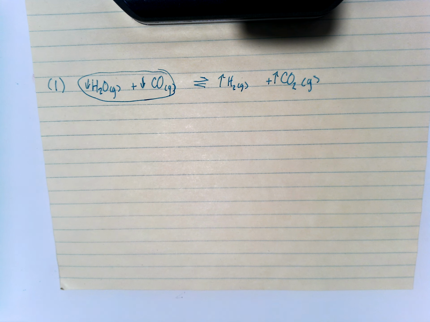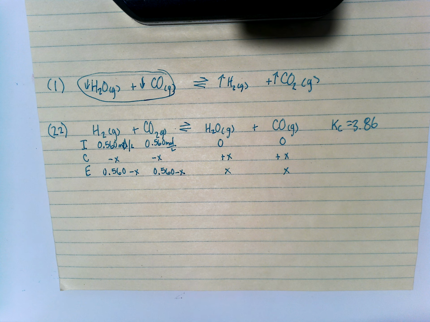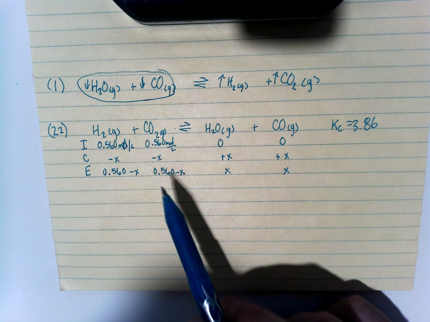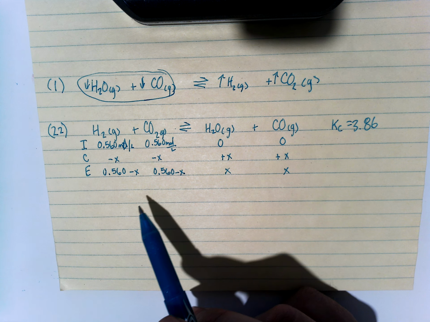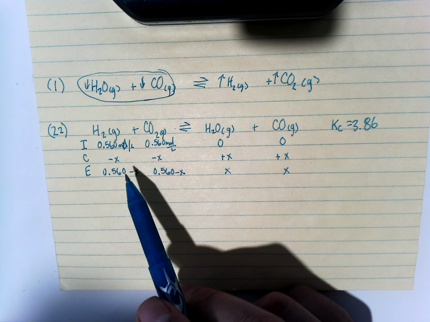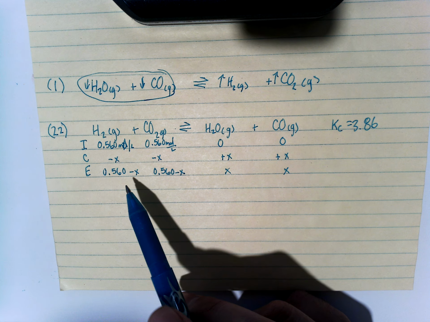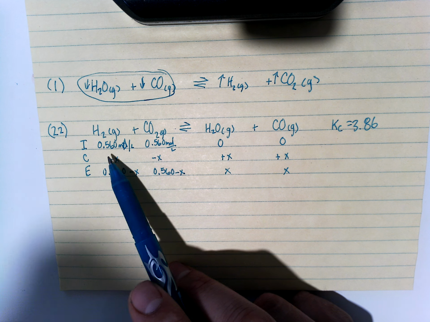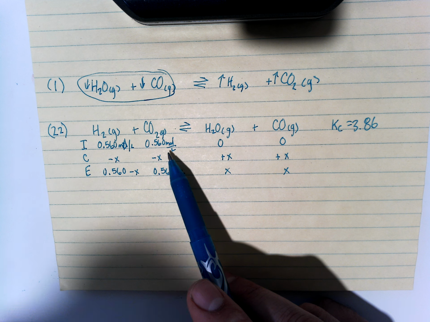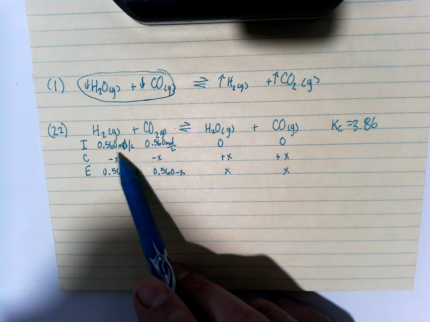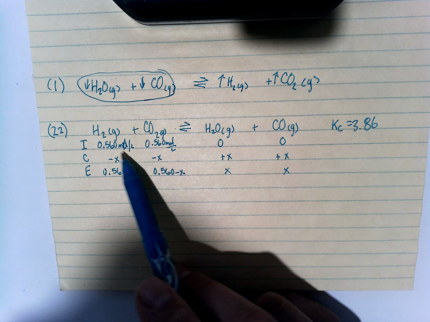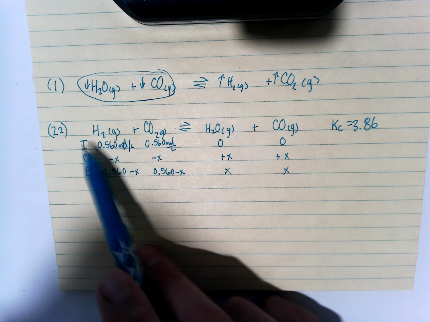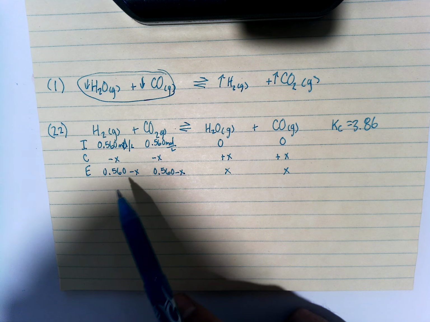Okay, and another question is question number 22. For question 22, I got set up here. We need an ice table. It's an ice table type question. Any kind of question where you're given an initial amount. Again, we're given moles, but it's in a 1 liter container, so we can just divide by 1 liter. So we got 0.560 moles of each of these.